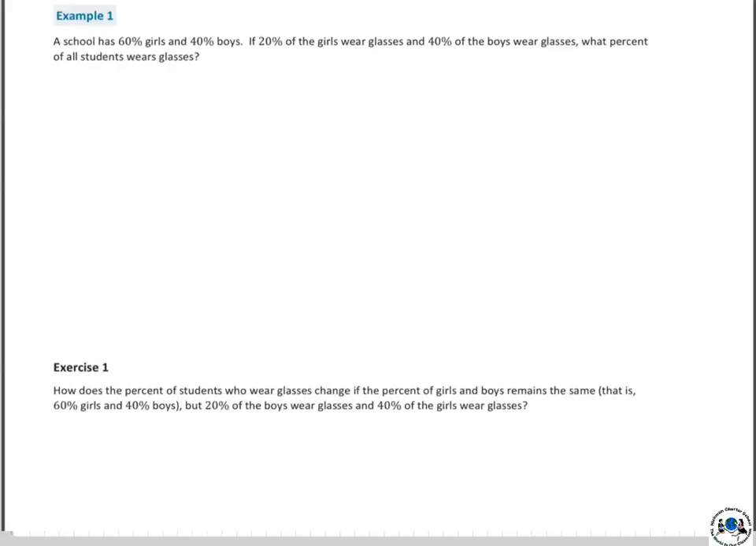Okay, next page here. A school has 60% girls and 40% boys. Now this is going to be a little bit more interesting, and hopefully you can use your power of perseverance to figure out what to do with which numbers. You'll notice we're working with percents here only, because we're looking at a school that has 60% girls and 40% boys. Nowhere in this problem do you see a number of students given. So we're going to be working with straight percentages.